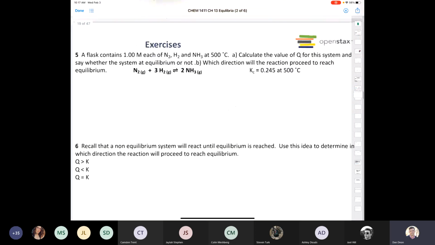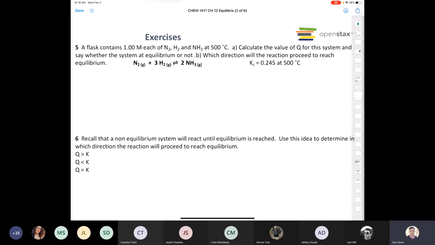All right, well, let's try another problem here. This is question 5. You can see you had to listen to me ramble on a little bit today, but I am rewarding us with some fun problems. So here's another good one. It says a flask, and this is question 5, a flask contains 1 molar each of nitrogen, hydrogen, and ammonia at 500 degrees Celsius. It's like, jeepers, that same old reaction keeps showing up in this class.